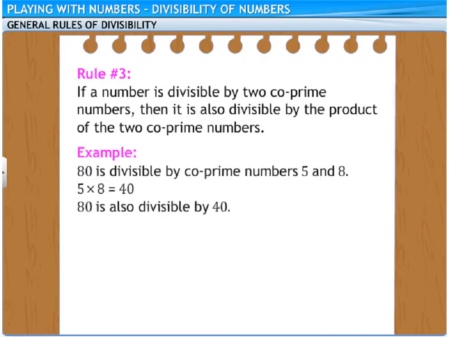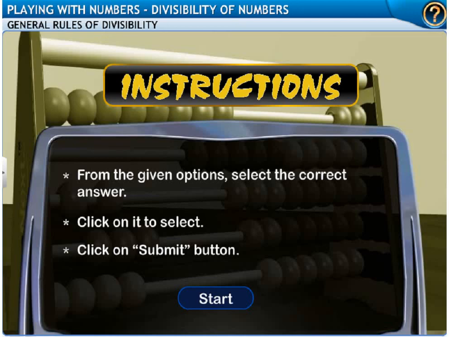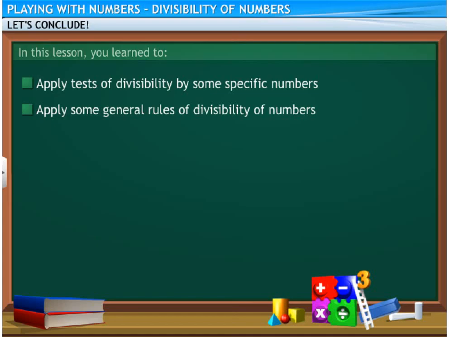For example, 80 is divisible by co-prime numbers 5 and 8. Thus, by this rule, 80 must also be divisible by the product of 5 and 8, that is, 40. This is true. This brings us to the end of the lesson on divisibility of numbers.